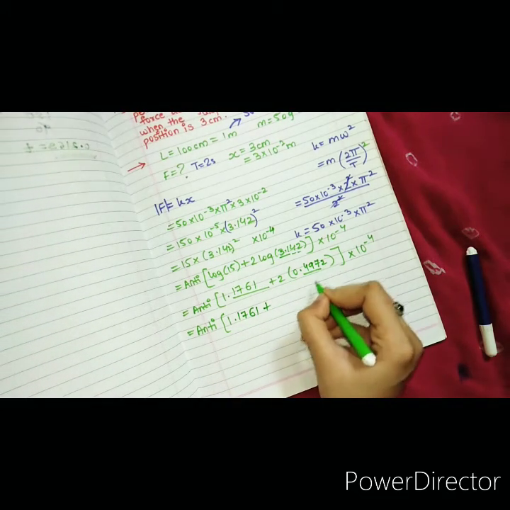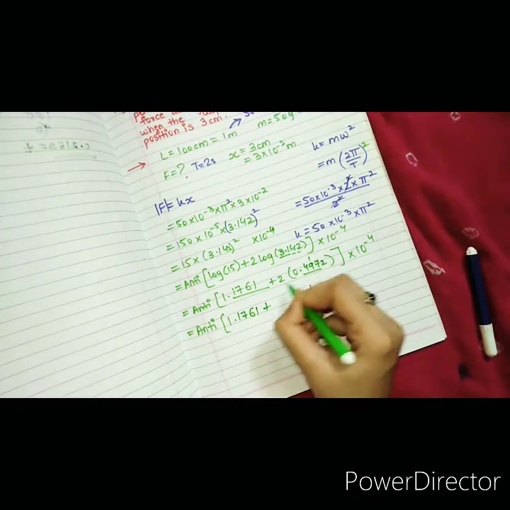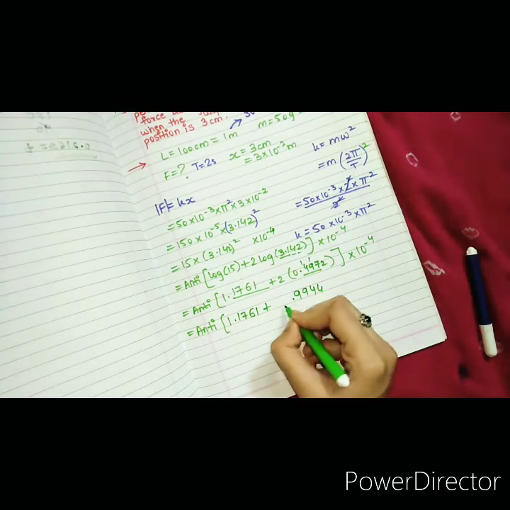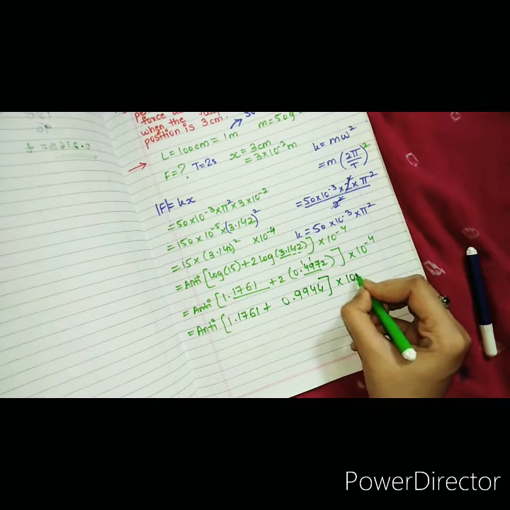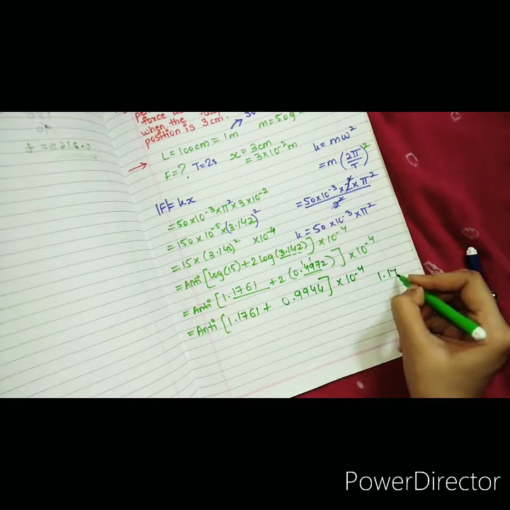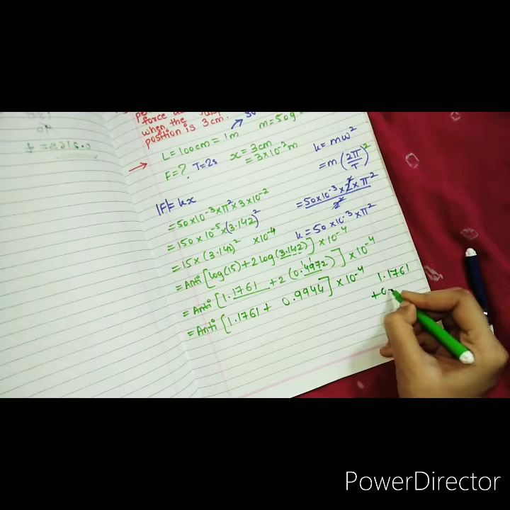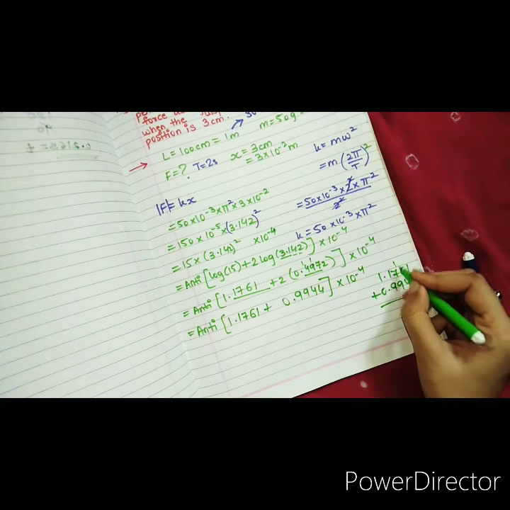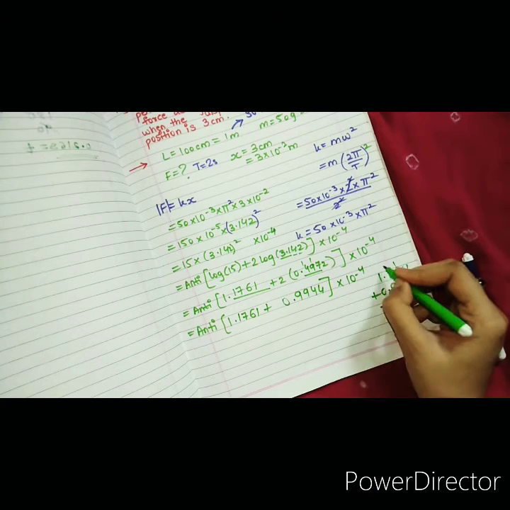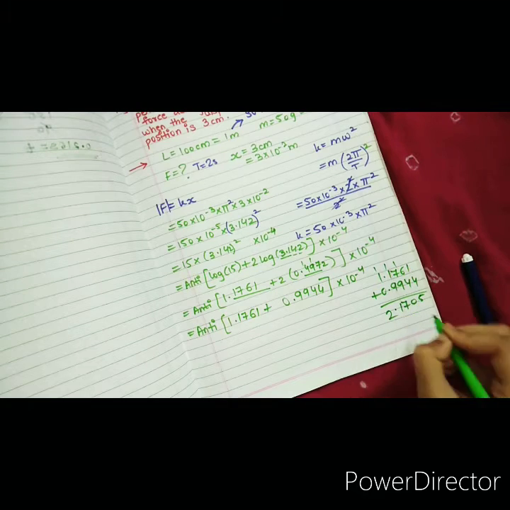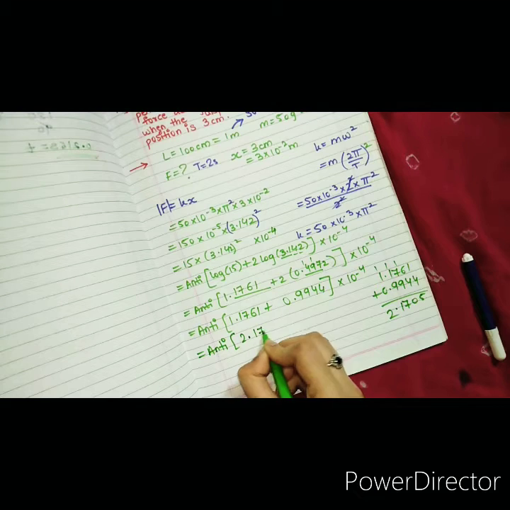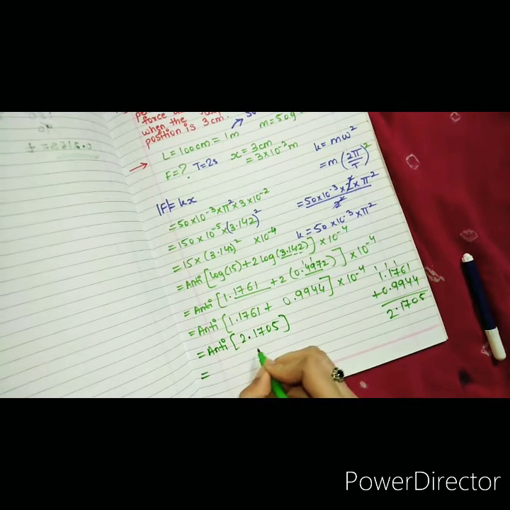1.1761 as it is, we'll multiply with 2. 2 2s are 4, 2 7s are 14, 2 9s are 18 plus 1 19, 2 4s are 8 plus 1 9, 0.9944 into 10 raised to minus 4. We'll add these digits, 1.1761 plus 0.9944, 4 plus 1 5, 6 plus 4 10, 9 plus 1 10, 17, and then this becomes 2.1705. It is anti-log of 2.1705.